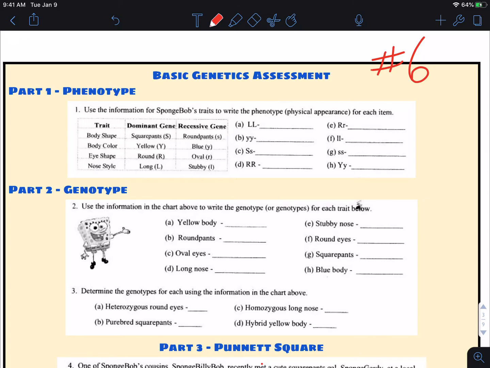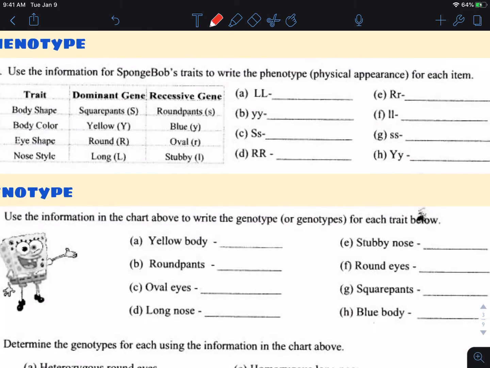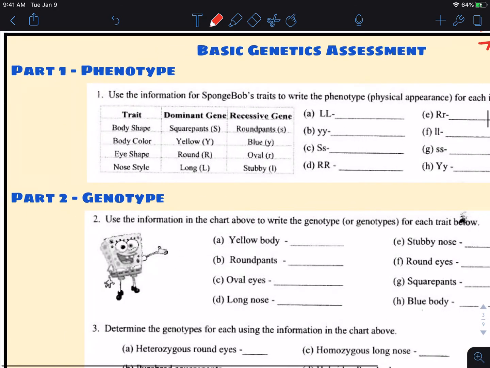Okay? If you have done it, we are simply going to check it. We're going to talk about some things, go over it together, and make sure that we're understanding things. All right, so let's start with part number 1.